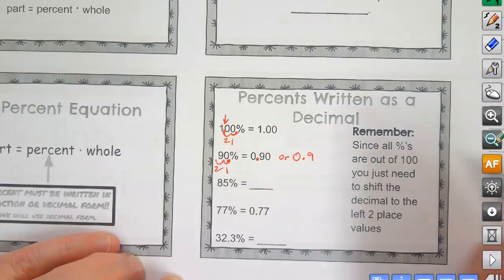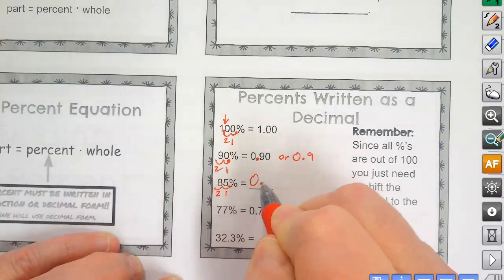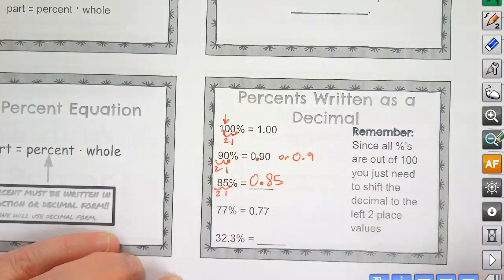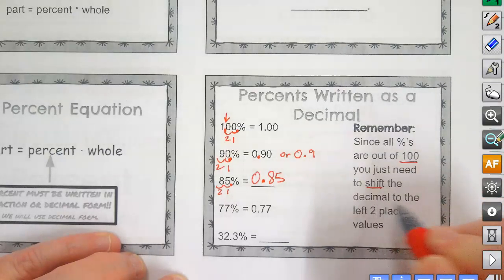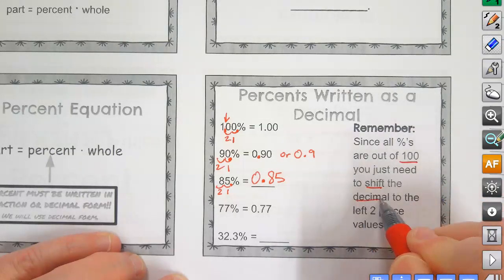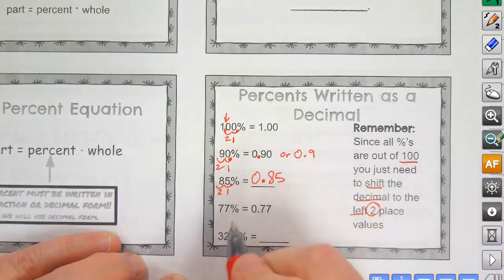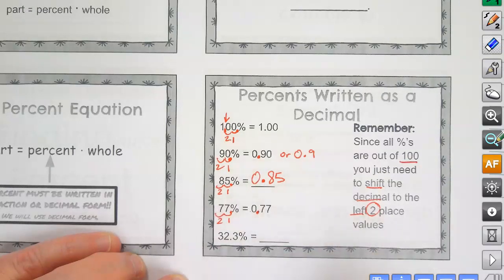All right, so let's try 85%. My decimal right now is here, and I'm going to shift it once, and shift it twice, and I would write that as 0.85, meaning 85 hundredths. And if you think of that hundredths, that's because all percents are out of 100. All we're doing is converting it from a fraction out of 100 by shifting the decimal left 2 places. All right, so 77%. My decimal would be here. I shift it once, I shift it twice, and I get 0.77.